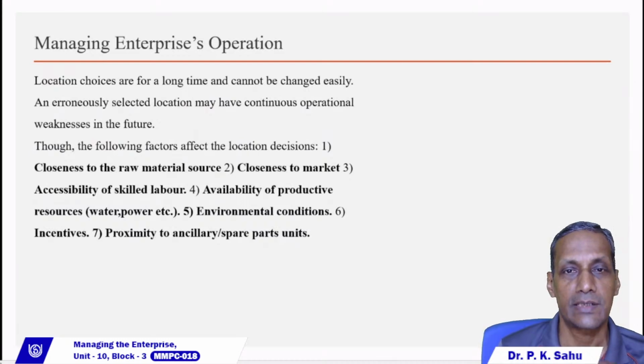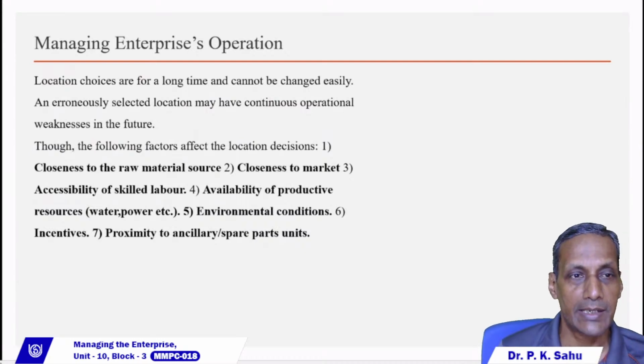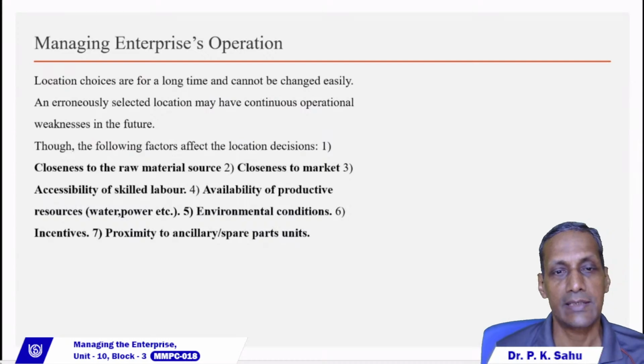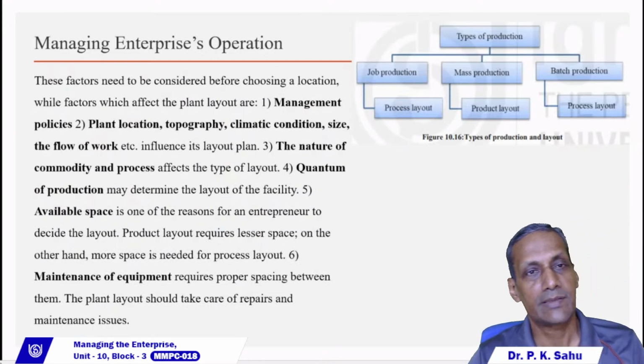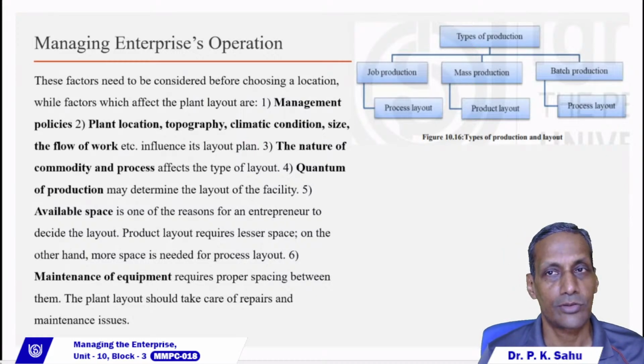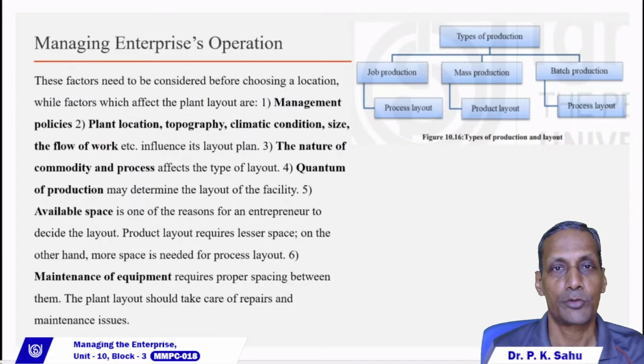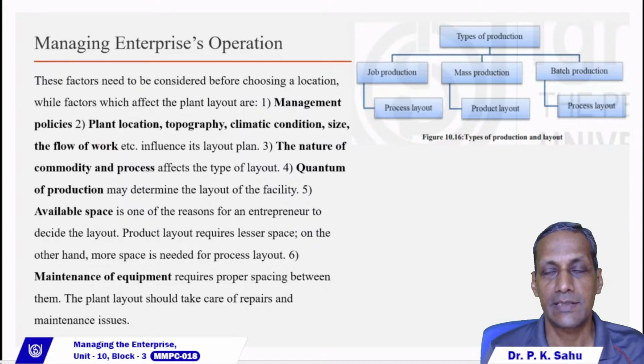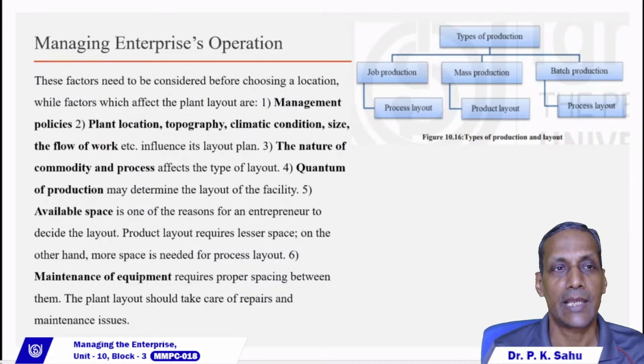The following factors affect the location decisions: closeness to the raw material source, closeness to market, accessibility of skilled labor, availability of productive resources, environmental conditions, and proximity to ancillary or spare parts units. We have discussed this in detail in earlier sessions also. These factors need to be considered before choosing a location, while the factors which affect the plant layout are management policies, plant location, topography, climatic conditions, size, the flow of work, etc. The nature of commodity and process affects the type of layout. Quantum of production may determine the layout of the facility, available space, and maintenance of equipment. These factors affecting the plant layout have been enumerated before you.